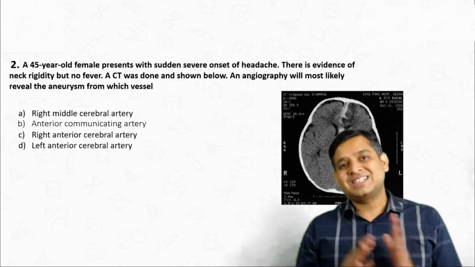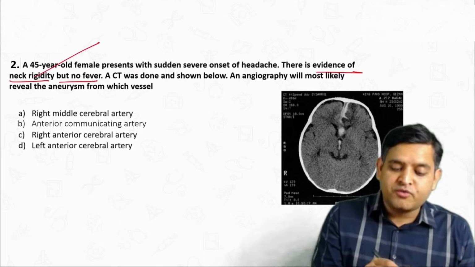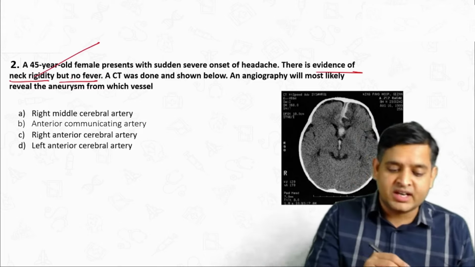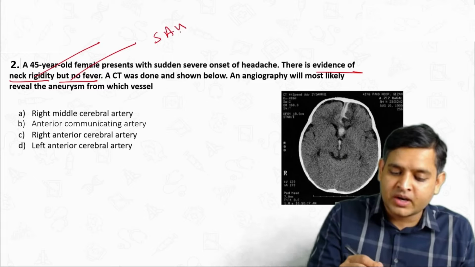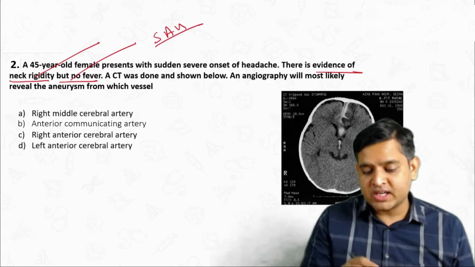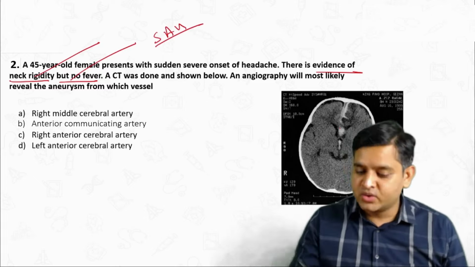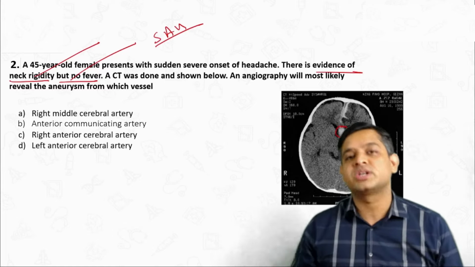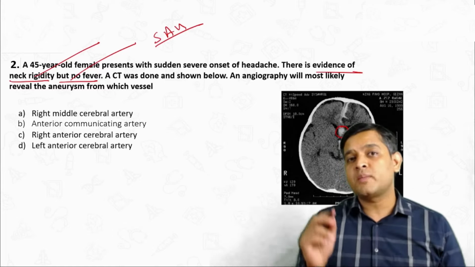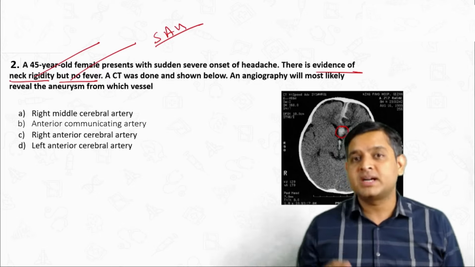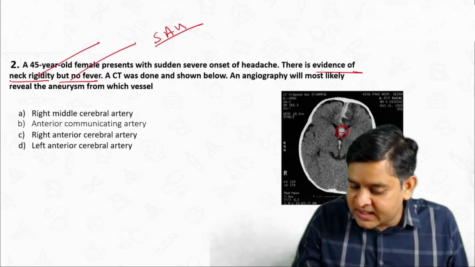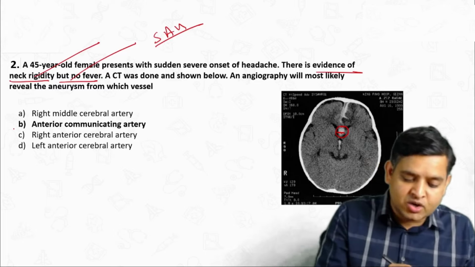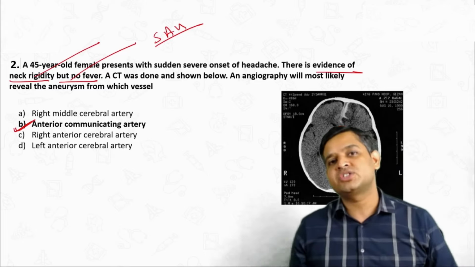A 45-year-old female presents with sudden severe onset of headache. There is evidence of neck rigidity but no fever. So neck rigidity means meningismus, no fever means meningitis is not there, and this is a clinical history for subarachnoid hemorrhage. A CT was done and is shown below. You see the CT and you see there is blood in the septum pellucidum. Now we know it is an atraumatic SAH. If you see the blood in the septum pellucidum, the artery that is traversing through that is the anterior communicating artery, and that will be the answer.